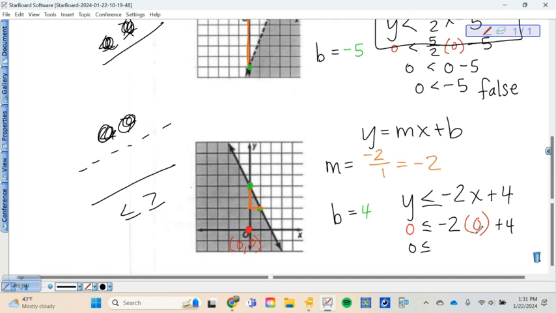What's -2 times 0? And 0 plus 4? Is 0 less than 4? Yeah, it is. It is, right? That's true. So I know I chose the right direction.